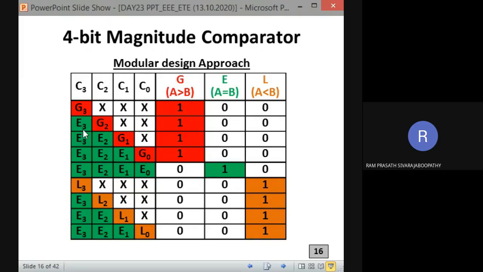ஃபைன். அடுத்த கண்டிஷன் என்ன சொன்னோம்? MSB magnitude comparatorல output E3 னு வந்துருச்சுனா next bit we have to check. அது G2 னு வந்துச்சுனா next we can neglect it. So like that I have written. Is this table clear for everyone?